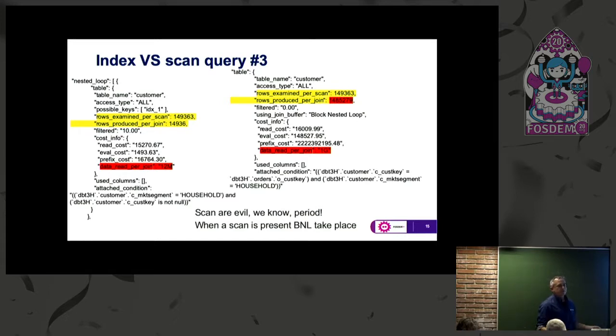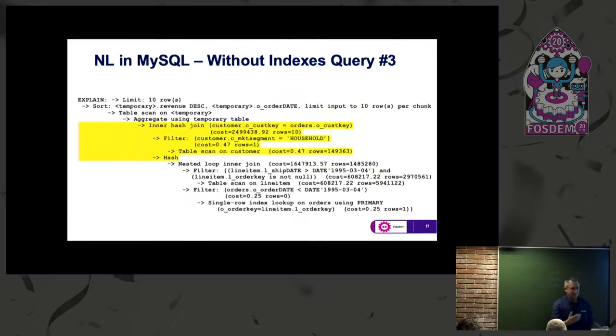And scans are evil, we know that. When a scan takes place, we have a block nested loop. And this is why we have hash join, to help us prevent that. With the new MySQL EXPLAIN with FORMAT=TREE, you can easily see when there is a hash join and what kind of things it does.